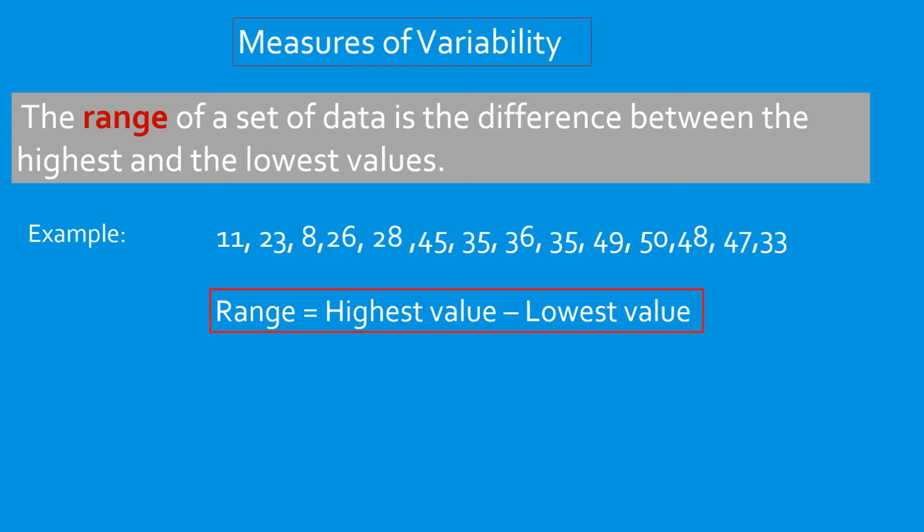So I'm just going to get the highest value minus the lowest value, and that is now equal to the range. So that is now 50 minus 8. That is equal to 42, which is the range of the set of data.